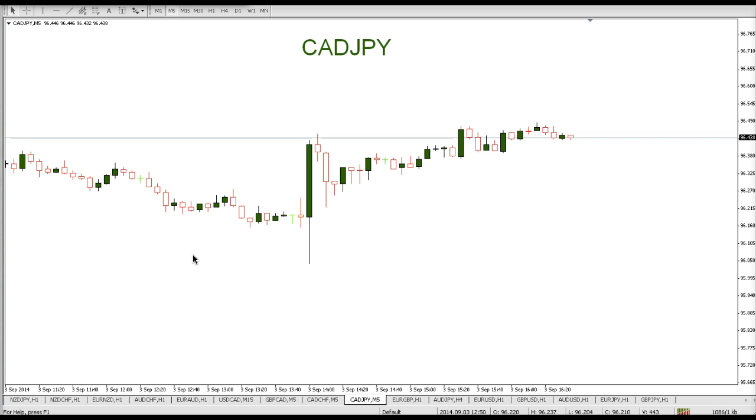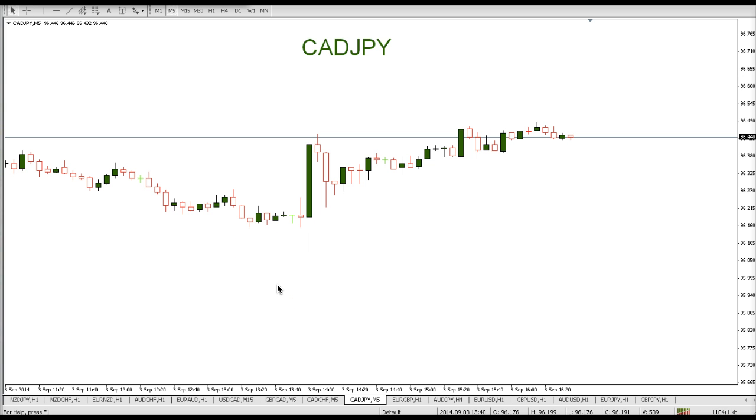Members are still confused how to trade a news event, so I'm just going to go over a basic strategy, and whatever the numbers are, it really doesn't matter. The strategy is always the same. So let's look at 3 or 4 Canadian pairs. I'll just go over what I normally do when a news event comes out.